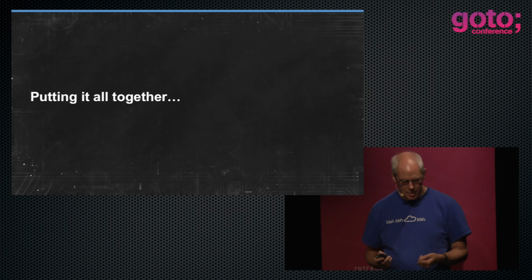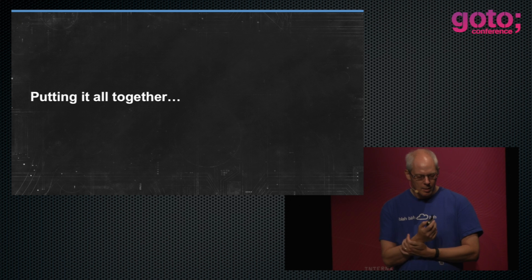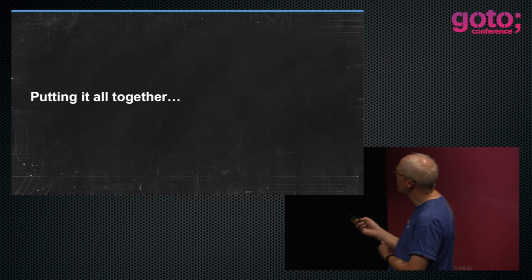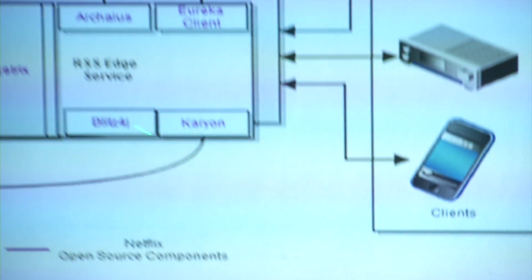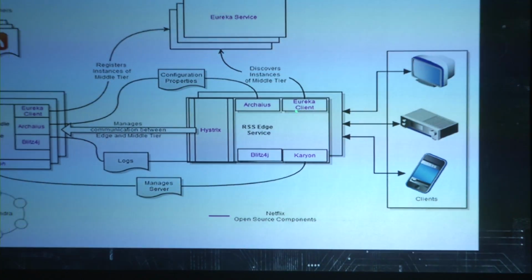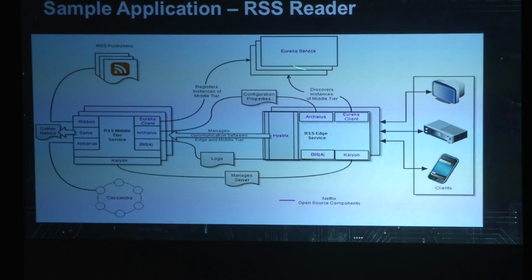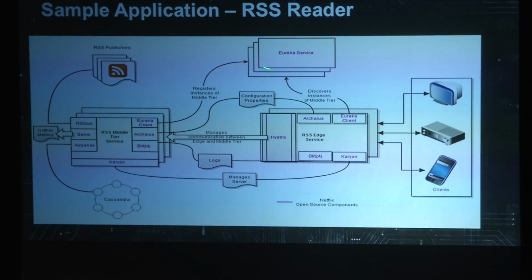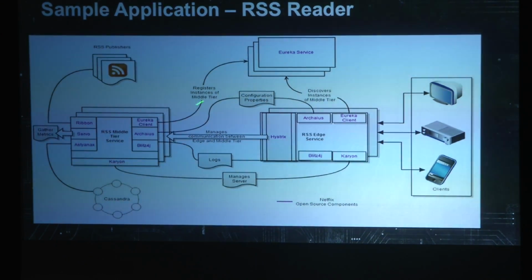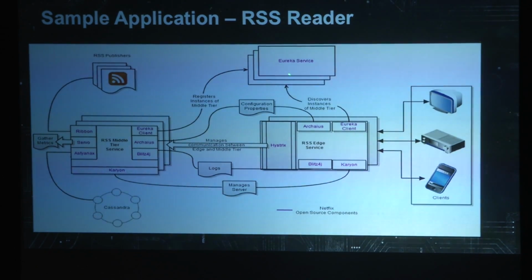All right, putting it all together, and then we'll wrap up. This is the RSS reader application. So you have your clients. They connect into the Edge service. It's built out of Karyon. It uses Blitz4j for logging. It's got a Eureka client, so it tells Eureka, hey, I'm here. And it discovers that there's a backend service, so it can call that. So it uses Hystrix to call there. And it generates logs. Blitz4j generates logs, so they all come in here. Karyon's managing them. There we are. So this is registering itself into here.